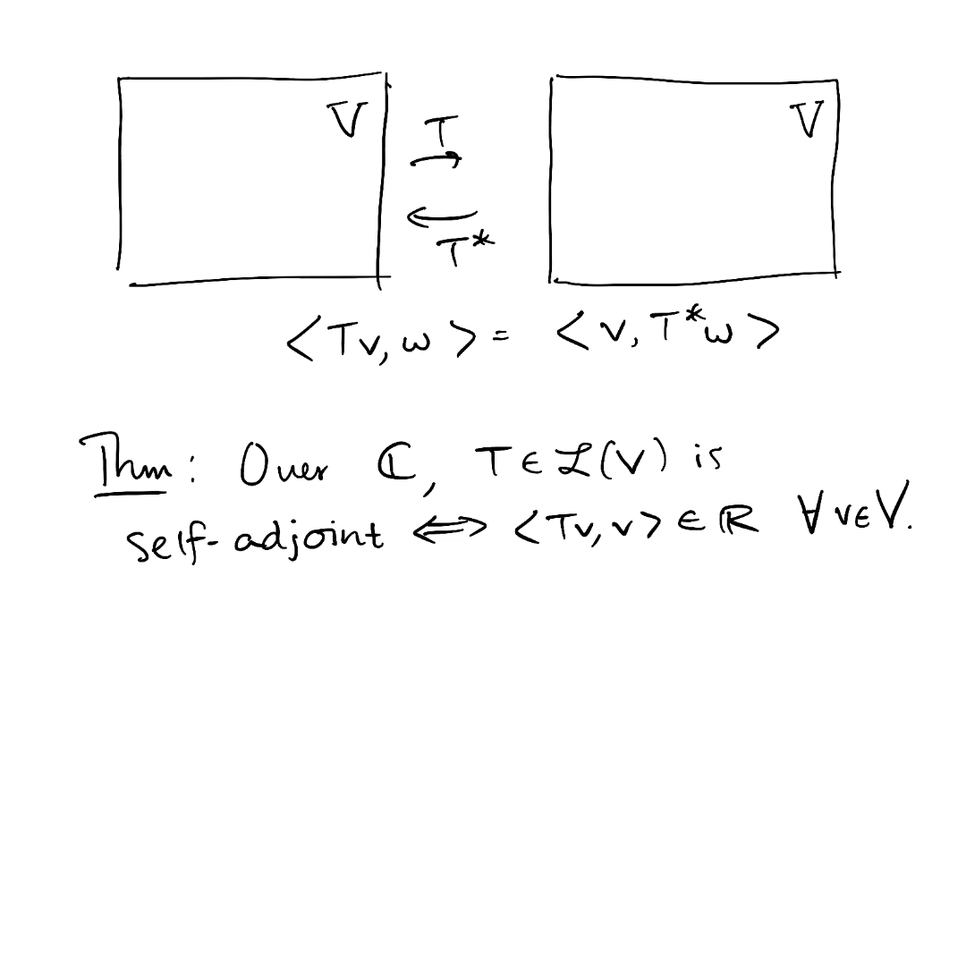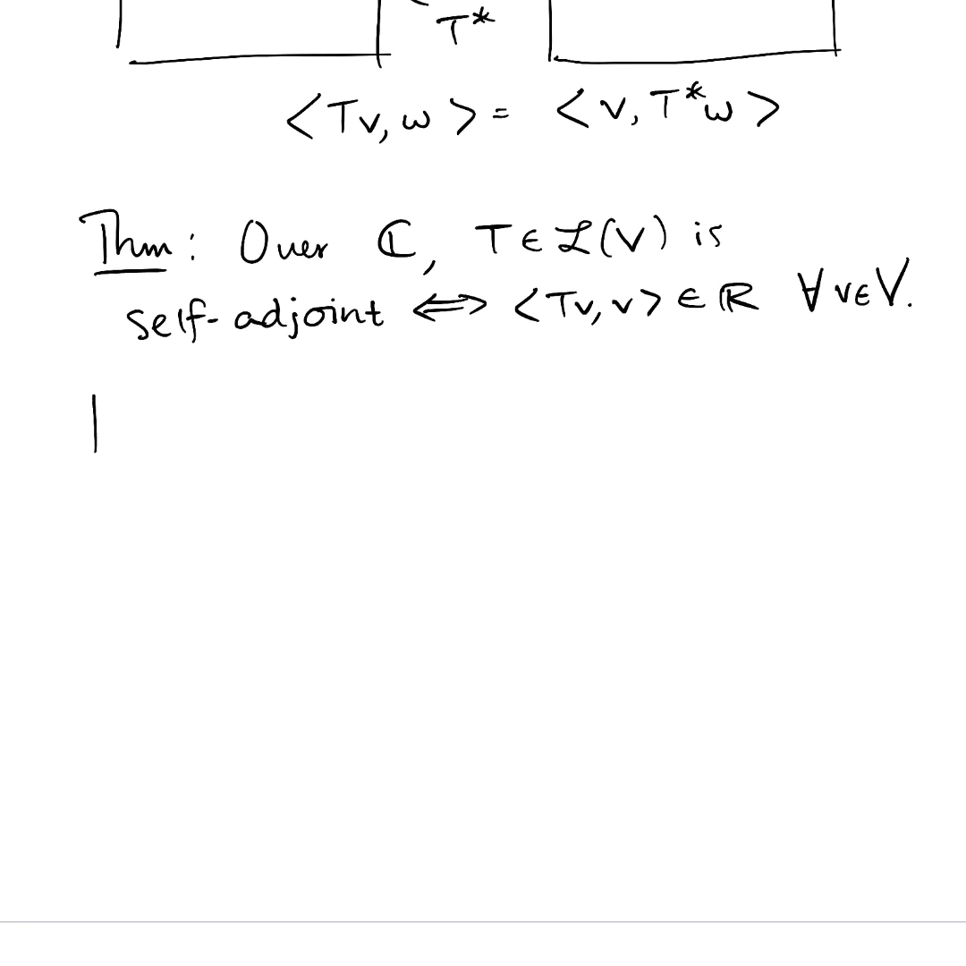So this theorem actually characterizes the operators that are self-adjoint. Remember, self-adjoint just means that T and T star are the same. So we know T and T star are the same over a complex vector space if and only if the inner product of TV with V comes out real for every V. This is not true for real inner product spaces, so the over C is important in this statement. And the proof is actually really quite nice. Here's the proof.